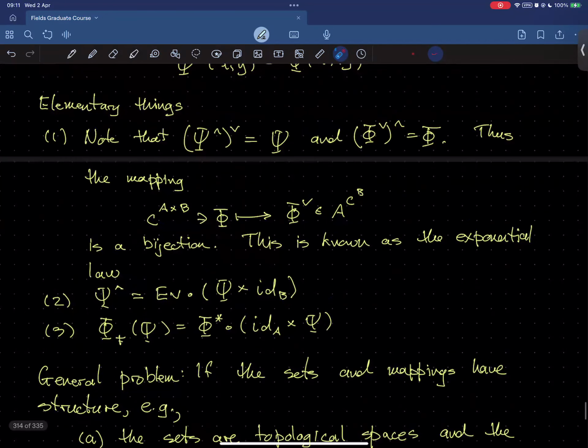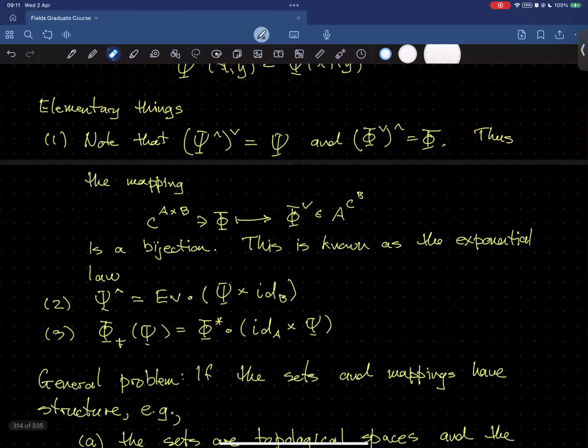And I think I have that incorrect. So it's the set of mappings from A into C to the B. So it's C, oops, C to the B to the A. Like that. Sorry, got that backwards.